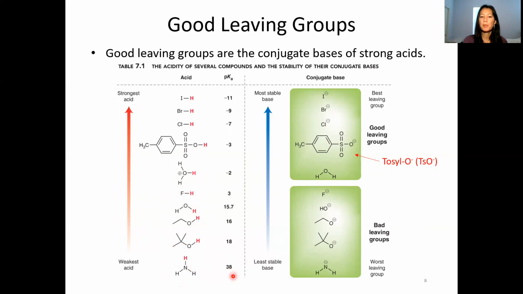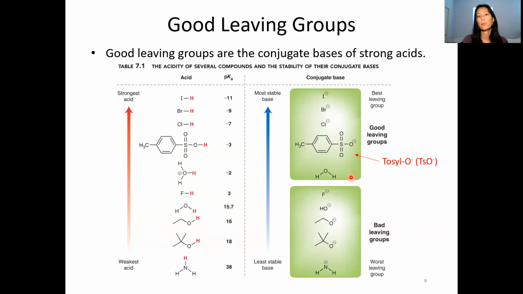Also, alkanes have a pKa in the 50s. So just to calibrate you there. The corresponding conjugate bases are shown here. These are the good leaving groups. Recognize these. These are I minus, Br minus, Cl minus. This is from the toluene sulfonic acid. So we call this a tosylate or a TsO group. A tosyl group is sometimes what it's called too. But basically the formal name is tosylate with the O minus.